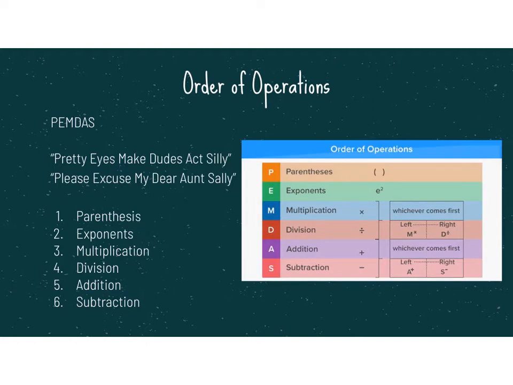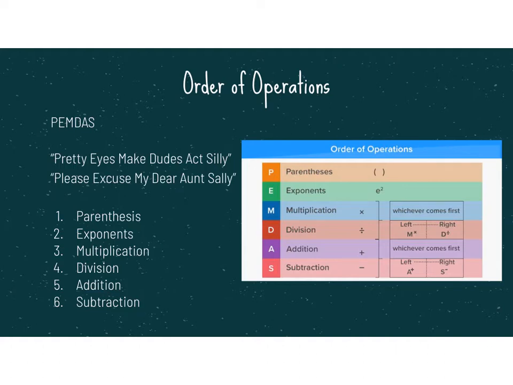6th grade even, maybe 7th grade, definitely talked about it in 8th grade, I'm sure. PEMDAS is an acronym that gives us our order of operations. Some people remember it as please excuse my dear Aunt Sally. Some people remember it as pretty eyes make dudes act silly. There's a lot of different acronyms that can help you remember the order of operations and how they go here.